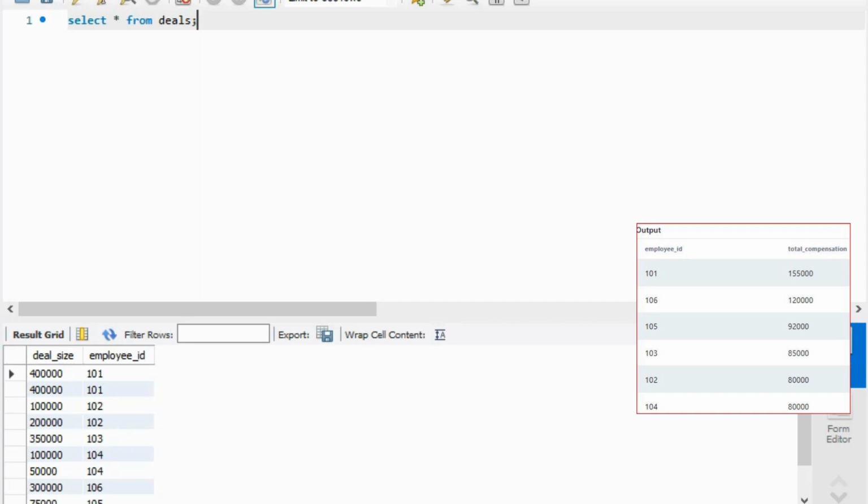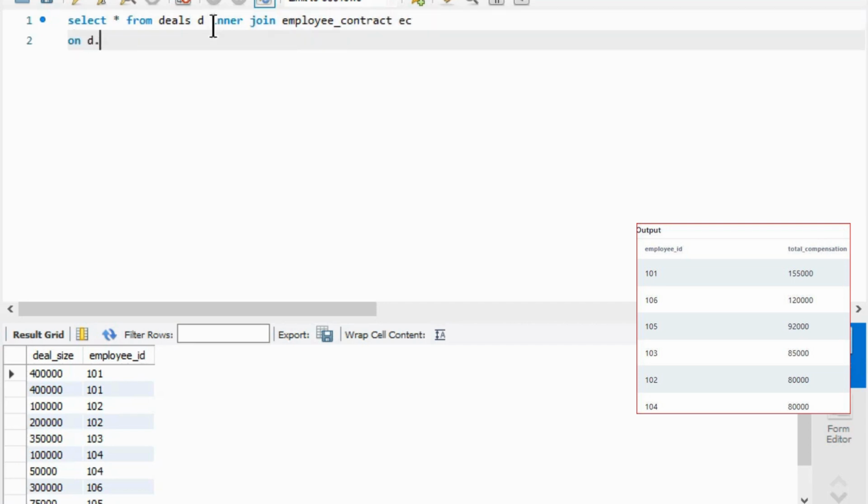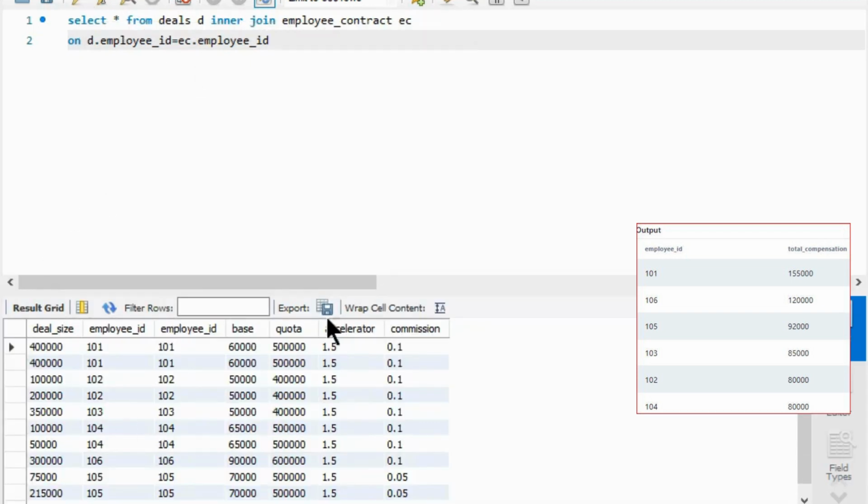Okay, now we will do the inner join first. So why do we do an inner join? We could do a left join also, but we need all the common rows which are in both the tables, so we do an inner join. Employee contract on d dot employee id equal to c dot employee id. So we got both the tables here.